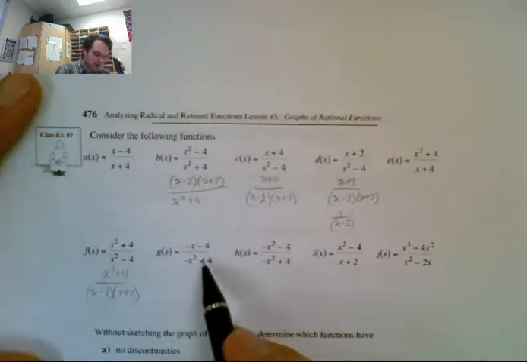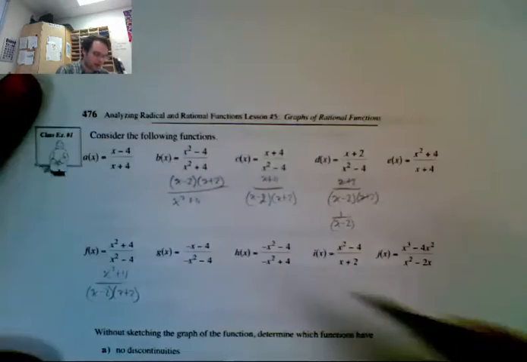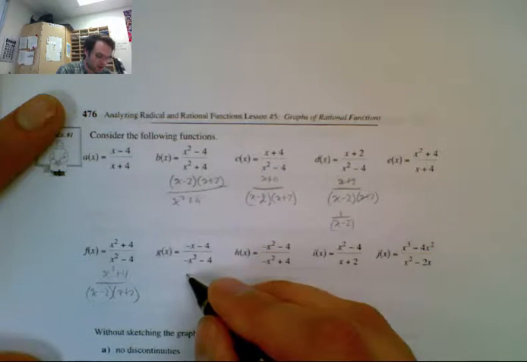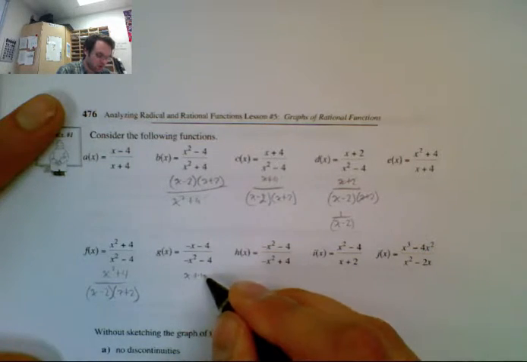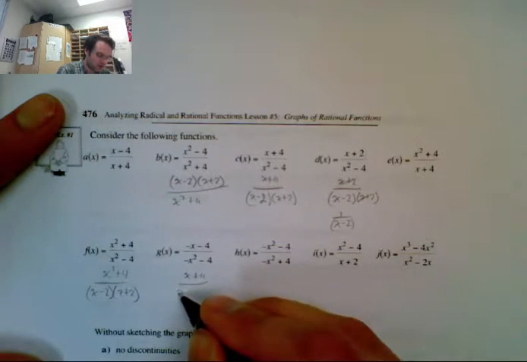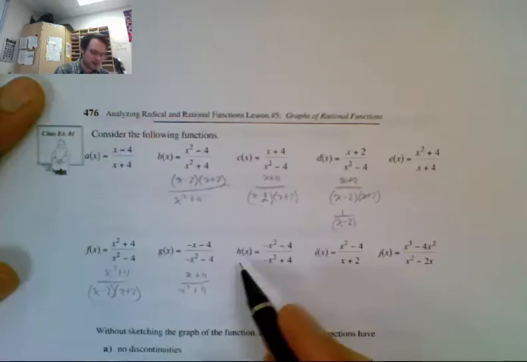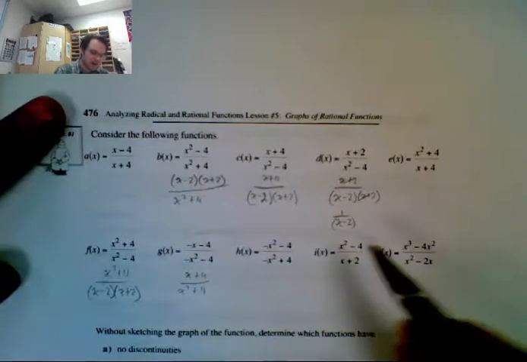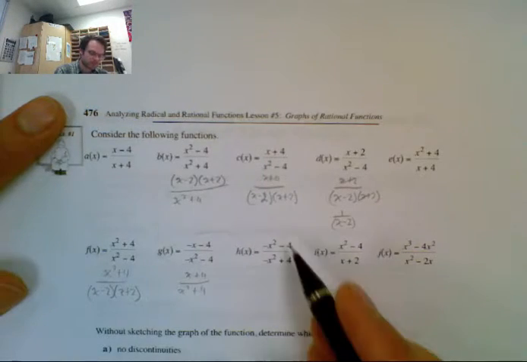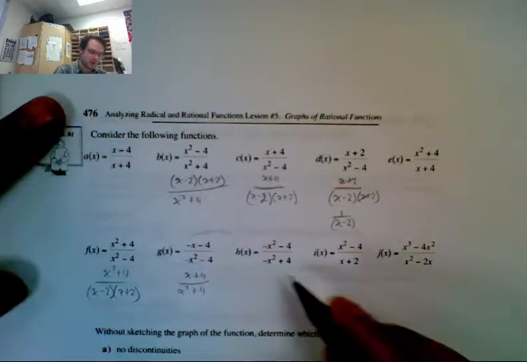Okay, and we look at this one here. Well, I could factor out a negative 1, so it's going to give me x plus 4 all over x squared plus 4. That can't be simplified anymore. Leave as is. So this one really should have left as is. Now we look at my next one here. My top could be, my bottom could be simplified.